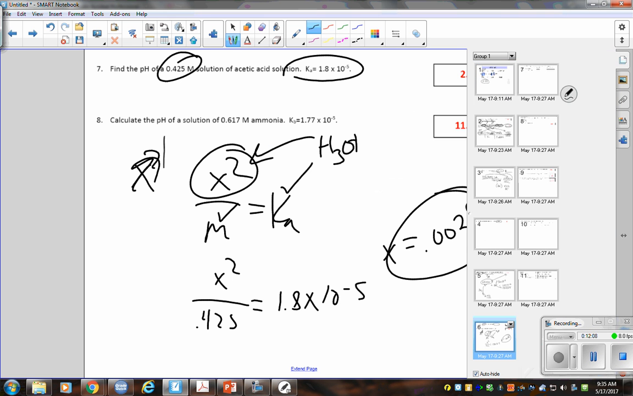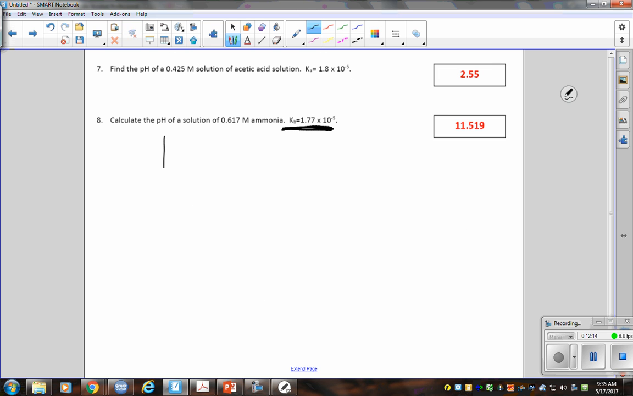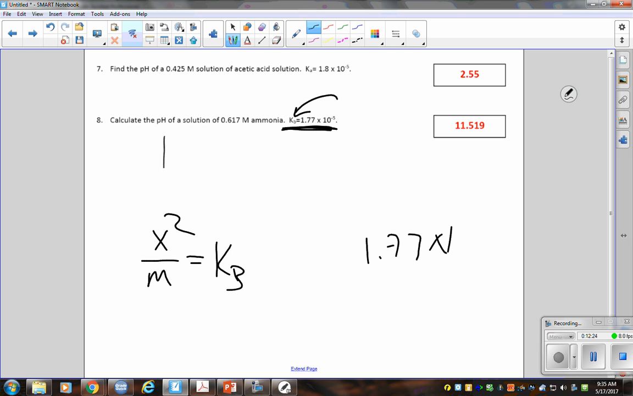Let's look at the next one. First thing I see, brown bear, brown bear. What do I see? I see a Kb looking at me. So I'm going to go x squared over molarity is equal to Kb. My Kb is going to be 1.77 times 10 to the negative fifth. Little molarity action, 0.617. Remember, Kb means that x is going to be OH minus when I'm done. Then I go to pH land.